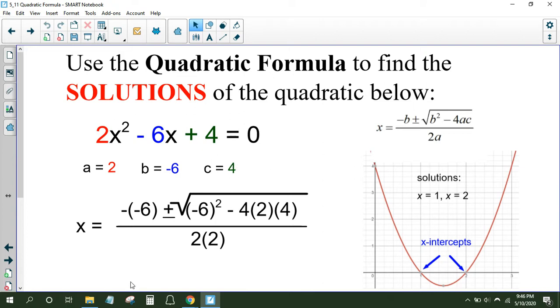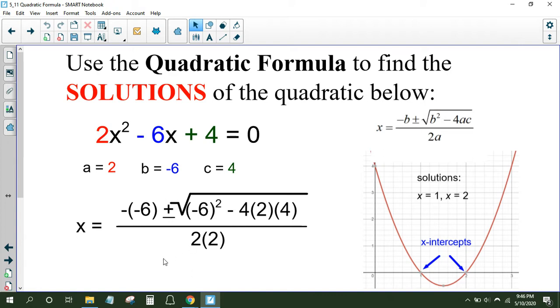So here's our formula. We have negative b, so negative 6, plus or minus the square root of b squared minus 4 times a times c, all of that over 2 times a.